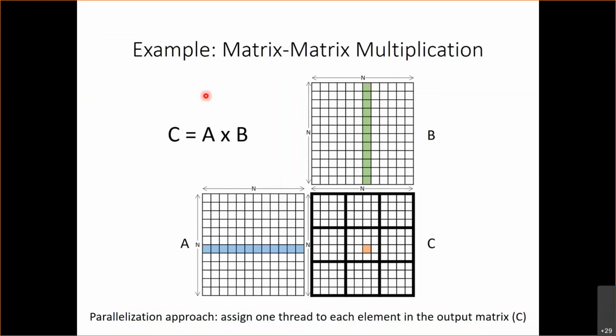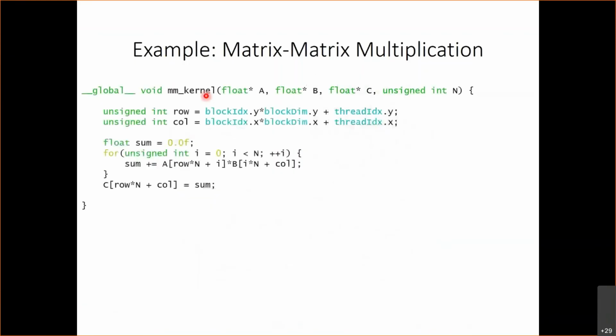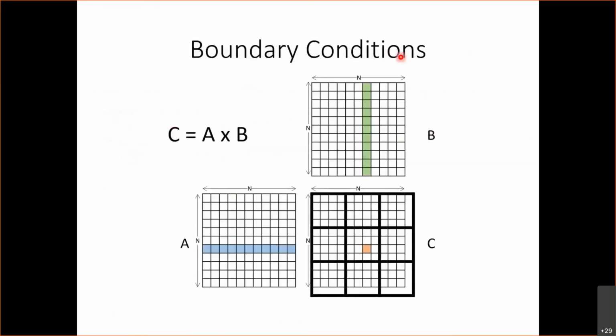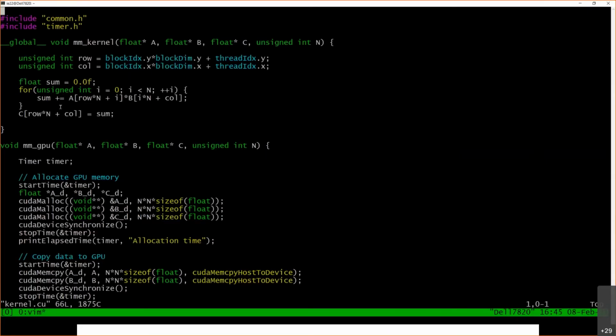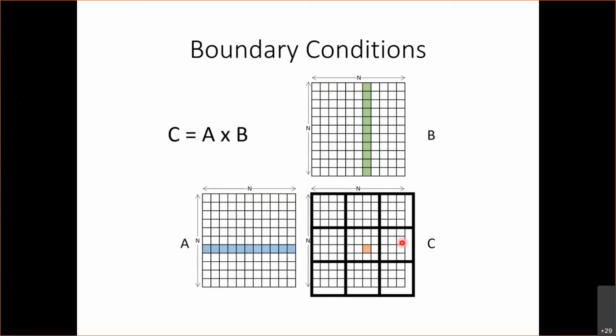Okay, so some final things to take note of. This is the code that we wrote. One thing to take note of is boundary conditions. Here your output may not be evenly divisible by your number of blocks. This is something that we would need to take note of in this code. We would need to somehow place a guard to make sure that we don't write anywhere that's out of bounds.